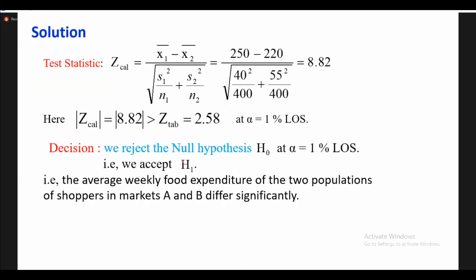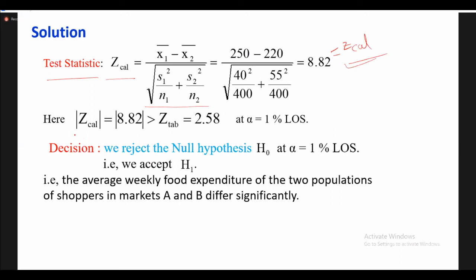And the test statistic. The formula is the same. In this one also, sigma1 and sigma2 are not given. So the test statistic is Z calculated equals x1 bar minus x2 bar divided by square root of s1 square by n1 plus s2 square by n2. Just substitute the values and simplify. You can get the Z calculated value. After that, you can compare with the Z tabular value.